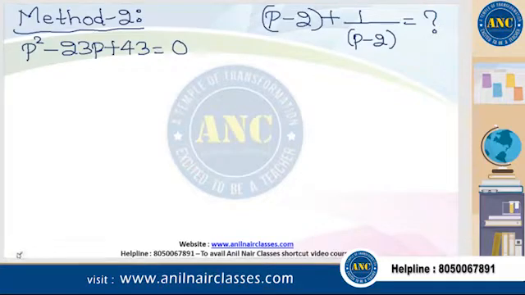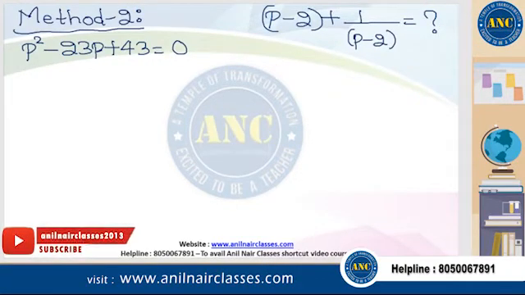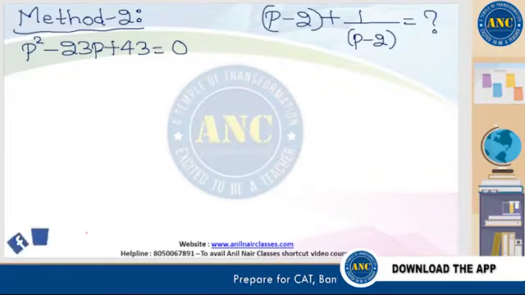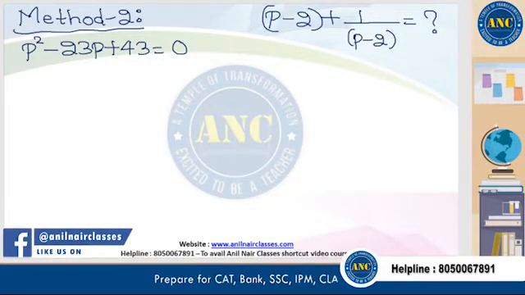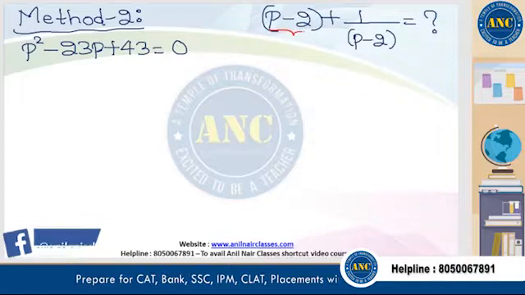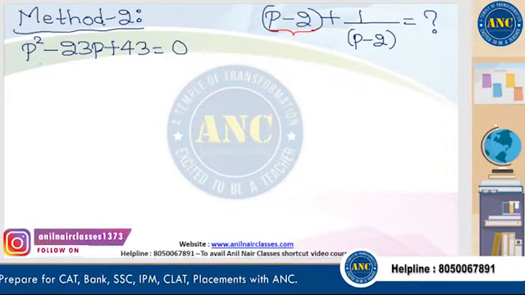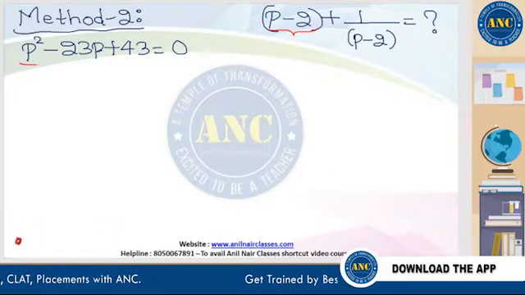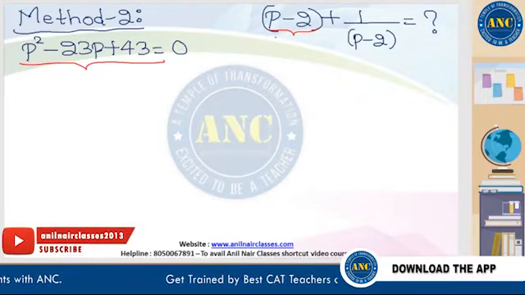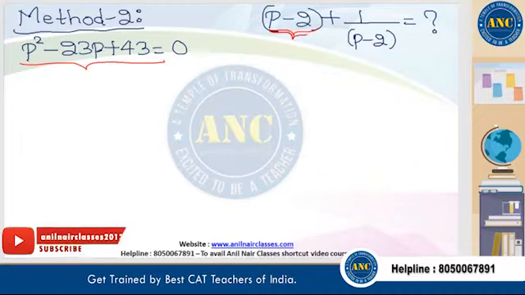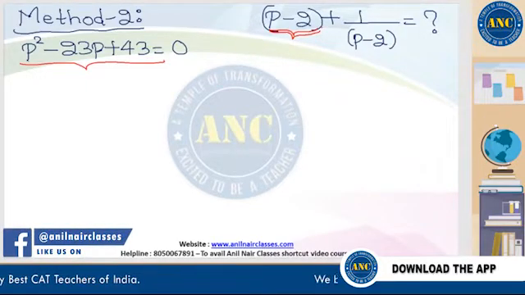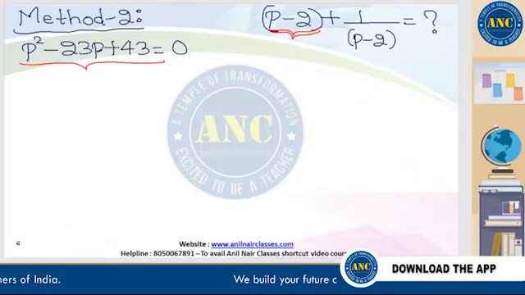Now observe carefully, sir. One thing which you should immediately realize from this given data and the asked data is, the asked data has something called p minus 2. That means this particular equation, I should somehow express in terms of p minus 2. Why should I express it in terms of p minus 2? Because p minus 2 is something which I need to find out according to the question.